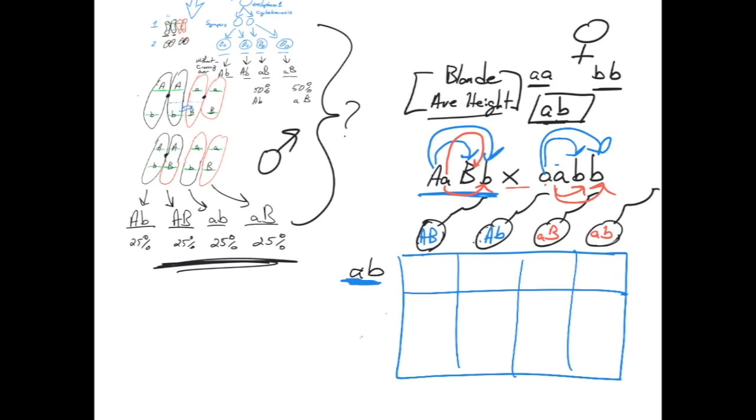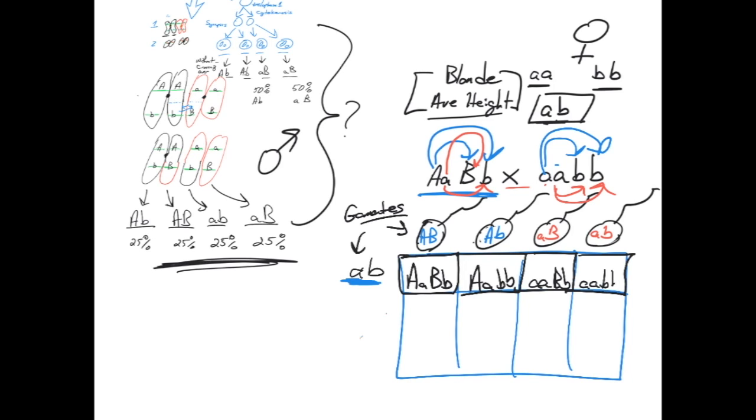So these squares represent the embryos. Do you understand that? If these are the gametes, these squares are the embryos. So now, big A, little a, big B, little b. Big A, little a, little b, little b. Little a, little a, big B, little b. Little a, little a, little b, little b.